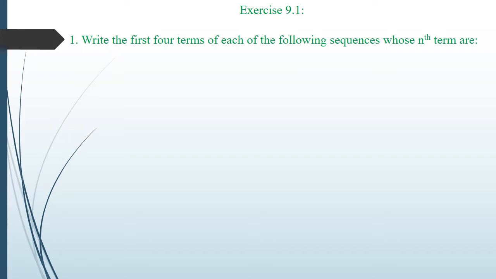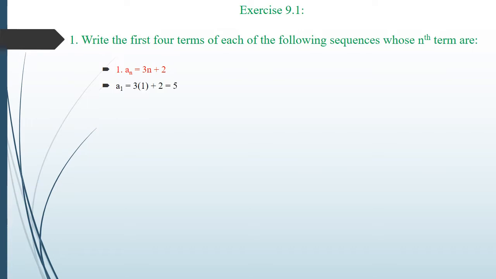So let us begin with the first question, that is an is equal to 3n plus 2. Now using this nth term we have to create first four terms of this sequence. Let us see how we can do that. First of all, to find the first term I will replace n by 1. Means wherever I see n I will replace it by 1.